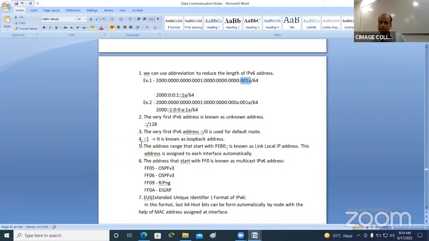If all the starting characters are 0 and in the last group there is 1, then this IP address is known as the loopback IP. Means the very first and second IPs are reserved. The first IP is used for the default route and the second IP is used for loopback addressing. In the case of IPv4, for loopback testing, the loopback address is 127.0.0.1.